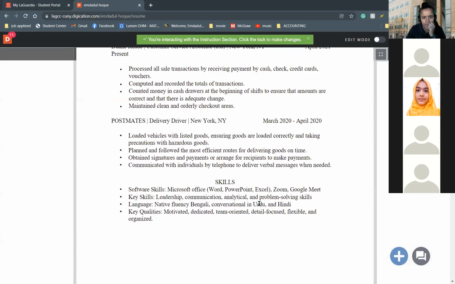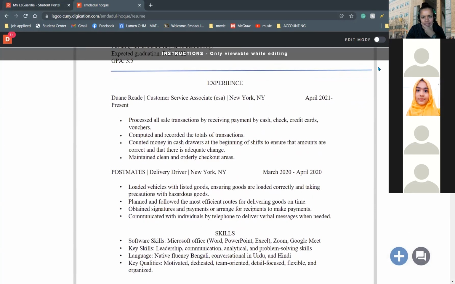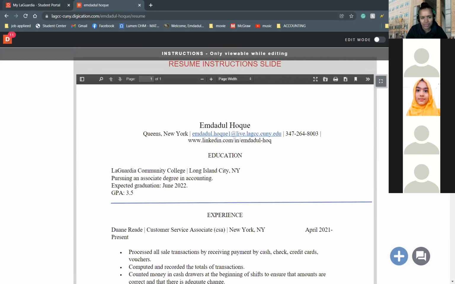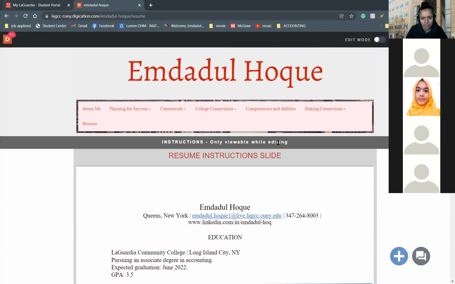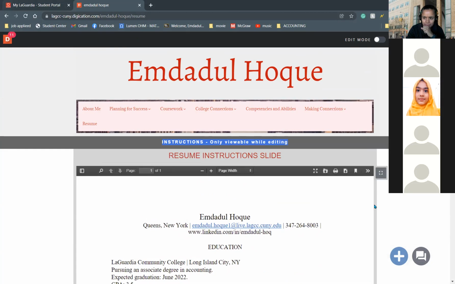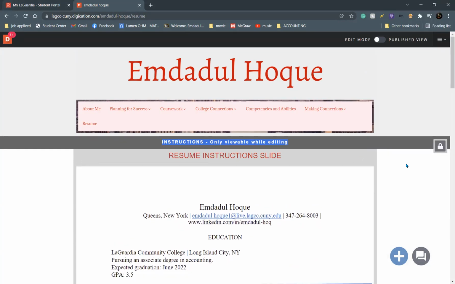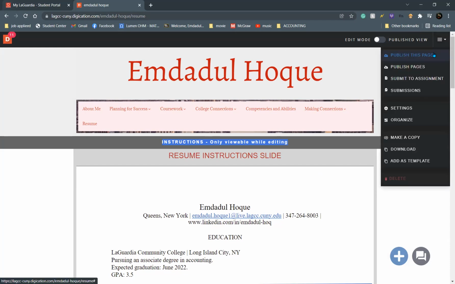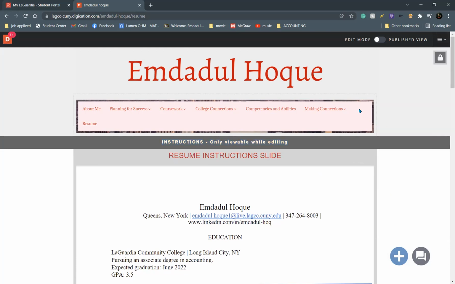Okay, so you see your resume. But it says you're interacting with the instructions section. I wonder if it's because you pasted your resume in the instruction slide that no one can see it, because I'm not sure that the instruction slide is actually visible to anyone. Do you see there was a note that was up. I don't see it now anymore, but you see, yeah, only viewable while editing. So because you pasted your resume into the instruction slide, I'm never going to be able to see it. What you need to do is add a module onto this resume tab and put your resume into that module, not into the instruction slide.